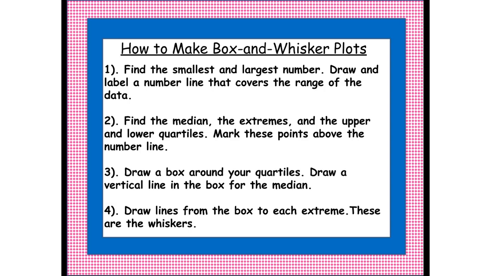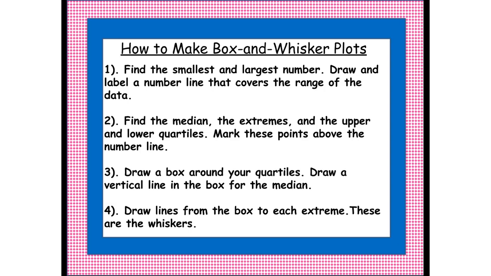Here's how to make box and whisker plots. There are 4 steps. And so the first step is to find the smallest and the largest numbers. Draw and label a number line that covers the range of the data. So you're drawing your number line that's long enough to hold all the numbers you need.